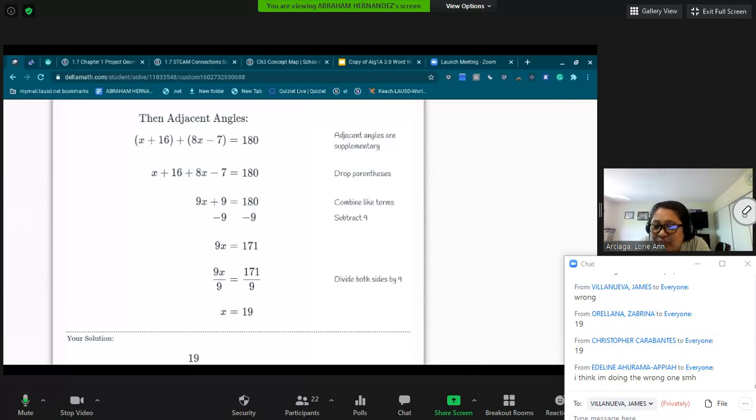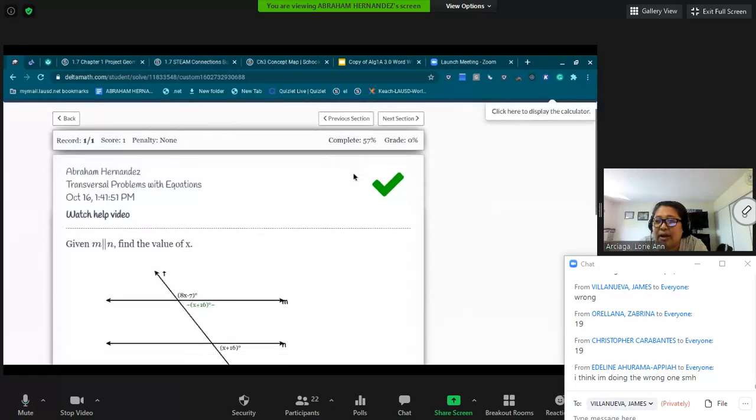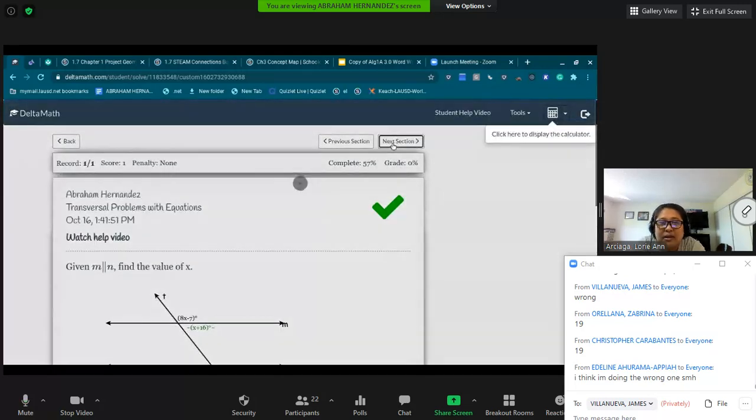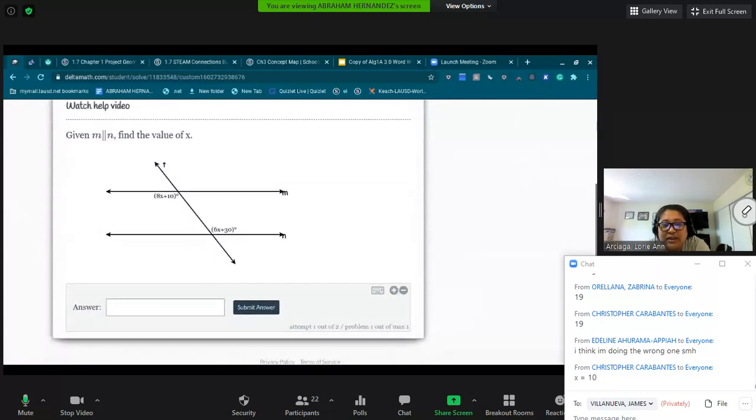I think I'm doing the wrong one. Yeah, because there's two. There's one that says Geo 3.1. That's the actual homework. The one that Abraham is on is the Zoom 3.1. Sorry if we confused the other line because my Delta did not work earlier. Good thing Abraham's Delta Math is working.